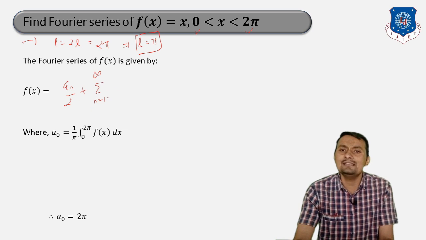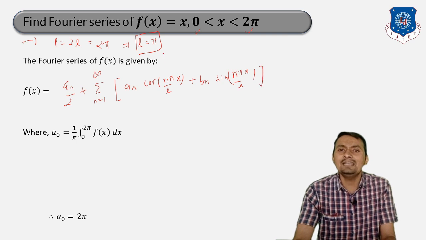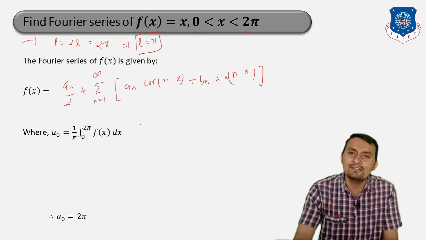a0 by 2 plus summation from 1 to infinity of an cos n pi x divided by L. I just write the first formula and then I will explain what we can eliminate here. Plus bn sin n pi x divided by L is there. But here L is equal to pi. If I put L is equal to pi, pi will be eliminated, and we get the formula: cos nx is there, here only sin nx is there, and that will be exactly our formula.